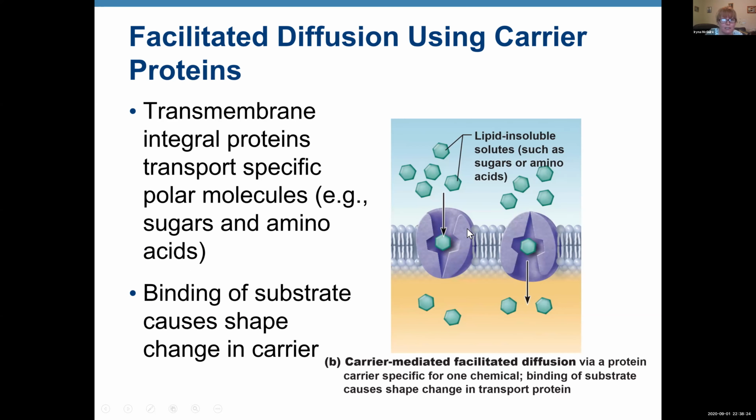So here's a facilitated diffusion using carrier proteins. Those are transmembrane integral proteins, and some molecules, for example, sugar or amino acid, bind to a protein, the protein changes its shape, and because of this change, the molecule can be moved in or out of a cell.